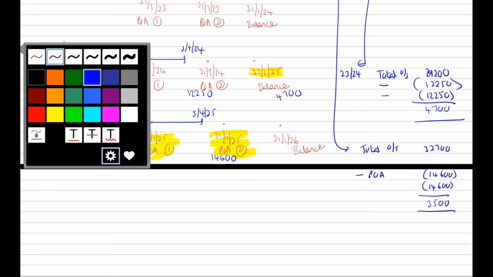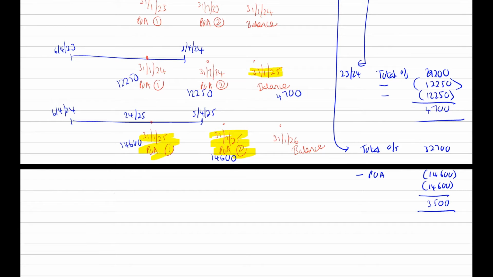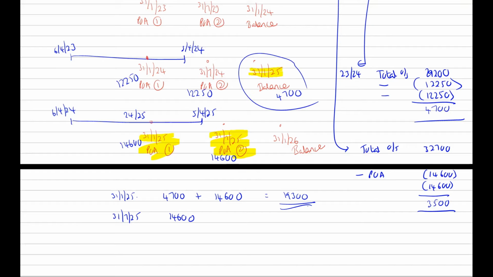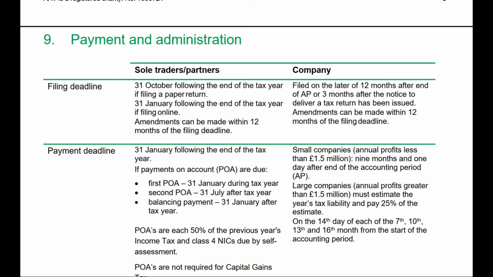So I can now go ahead and say in January of 2025, there's actually 2 things going on, because I'm going to pay the 4,700 balancing payment, and I'm going to pay my first payment on account for the following year. And then in July, I'm going to pay the second payment on account. So I can now answer the question by saying 19,300 and 14,600.